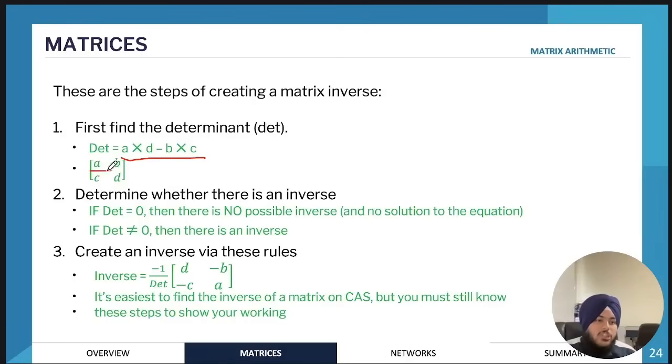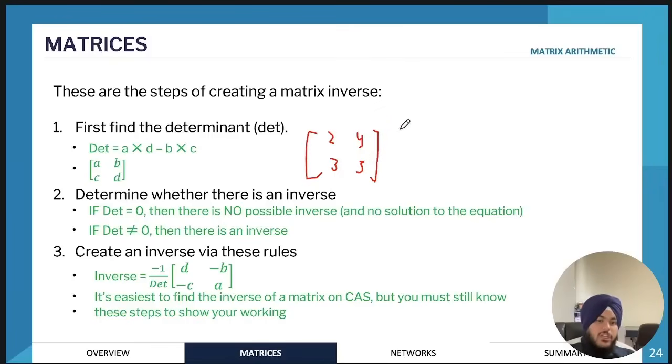They'll only be testing the determinants for 2 by 2 matrices. So you will label your elements. For example, if you had this matrix over here, 2, 3, 4, 5, you will then have to label your matrix. So 2 will be A, 4 will be B, 3 will be C, and 5 will be D.